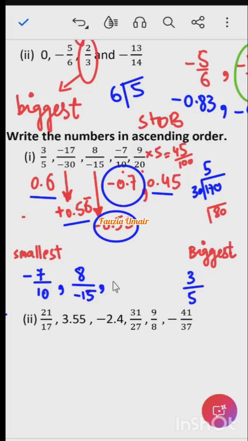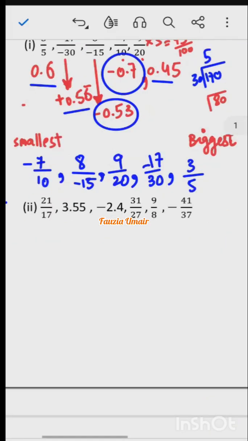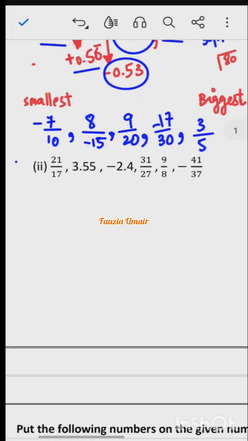Okay? After this, which number will come? So it would be 0.45, 9 by 20. If you write this first, then that is the biggest number coming in the middle. Okay? So then it is 0.56, which is 17 by 30. Right? And the last would be this one. Is it clear? Yes. Any question? All right. So let's skip the second question. You can do it as a home task maybe. Or do you want to solve it?